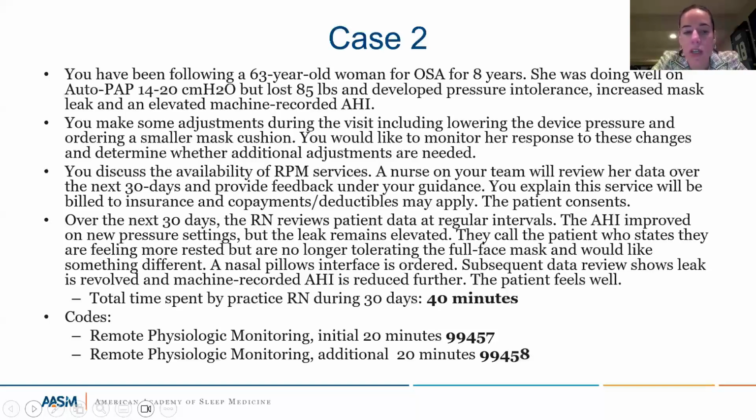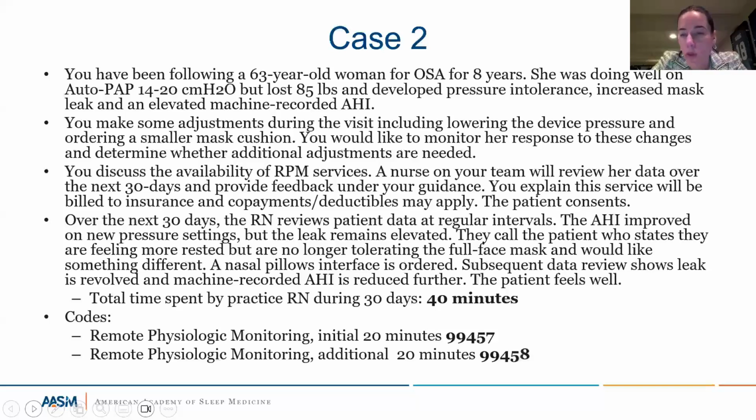They call the patient. The patient said, yeah, I'm a little bit better, but I really am struggling with the full face mask, even though the cushion is smaller. Maybe I want something different. They discuss different options. They choose to go with a nasal pillows interface, which you place an order for. They then continue to look at the data over subsequent days and find that the leak is much improved. The AHI is reduced even further with the new mask. Nurse contacts the patient again, has an interactive discussion with them over the phone. Patient says they're feeling so much better.